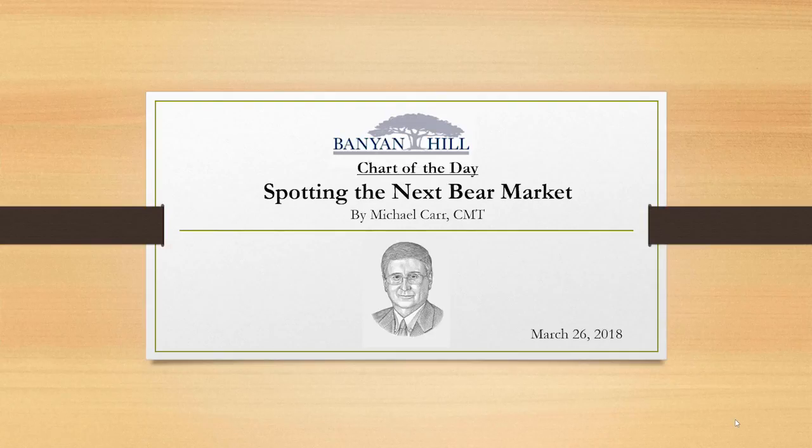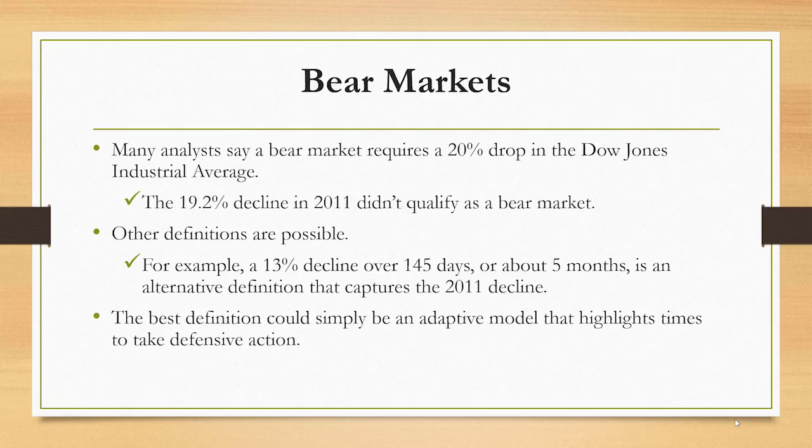Thank you for joining me for a more in-depth look at a technique that could help you to spot the next bear market. Now, bear markets are usually defined as a 20% decline in the Dow Jones Industrial Average. Under this definition, that means the 19.2% decline in the Dow that occurred in 2011 wasn't a bear market. Now, if you were invested at that time, it certainly felt like it.